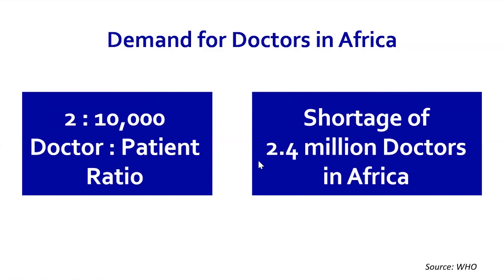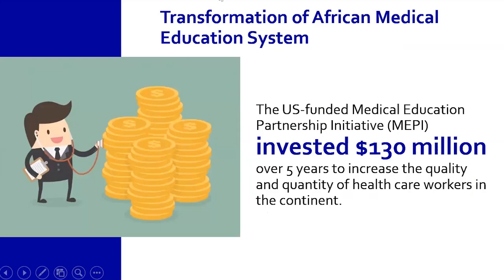Okay, that's great. Well, the education system. Say, for example, when we are talking about the healthcare crisis in Africa, there is also an interesting fact. The US-funded Medical Education Partnership Initiative, they call it MEPI, has invested more than 130 million US dollars over 5 years. So this will definitely increase the quality and the standards being followed in the continent, and it will help almost all the 57 countries in the African continent to improve their health sector.